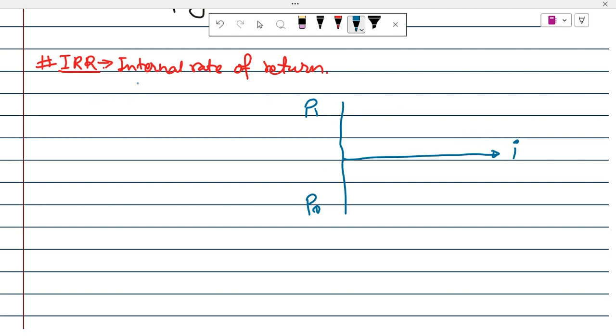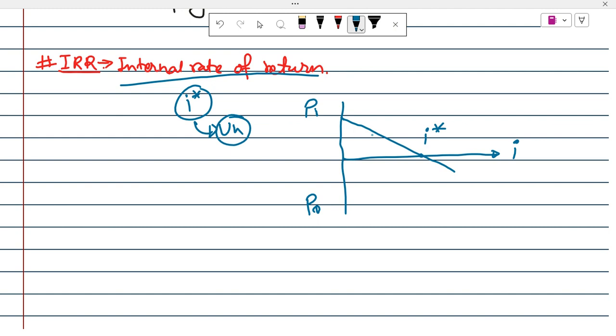What is IRR, the internal rate of return, i star? It is the interest rate that is charged on the unrecovered project balance of the investment, such that when the project terminates, the unrecovered balance will be zero. We can see this pictorially. This will be simply our internal rate of return.